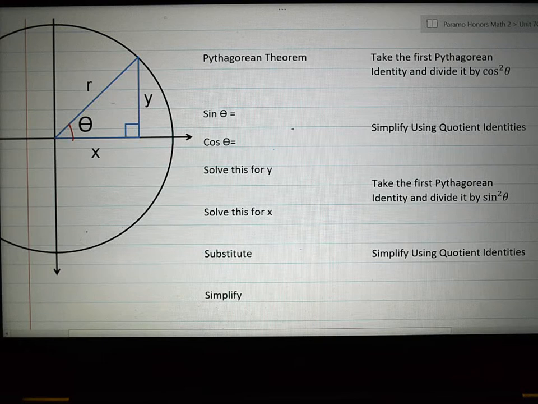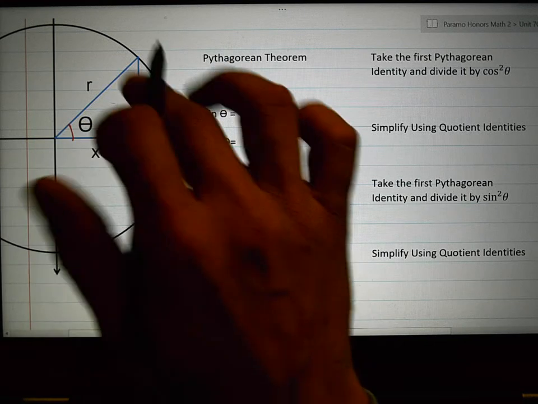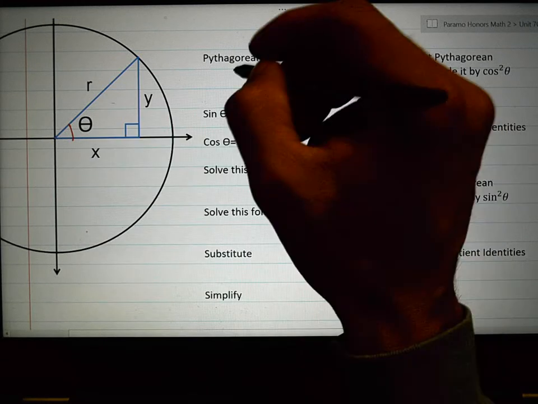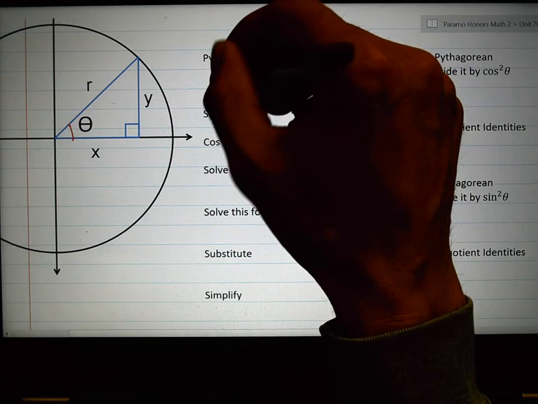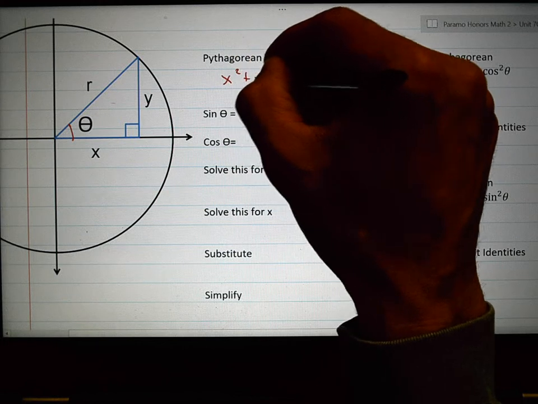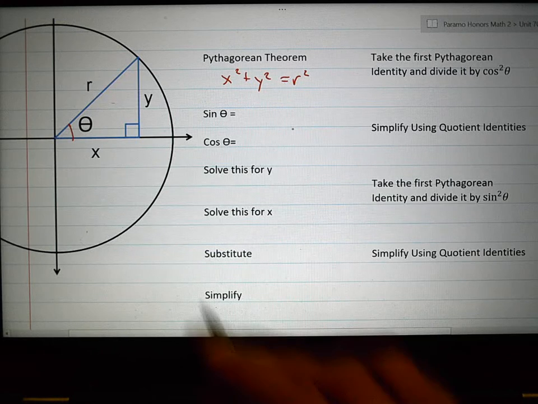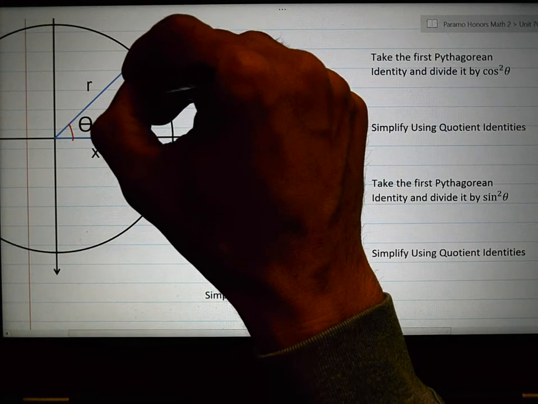I want to start first and foremost by using the Pythagorean theorem on these 3 variables. These 3 things are related to each other by the Pythagorean theorem. I'm going to use a squared, which just so happens in this case to be x squared, plus y squared is equal to r squared. That works for this triangle, which could be anywhere. Then I know that the sine of this angle is equal to the opposite.